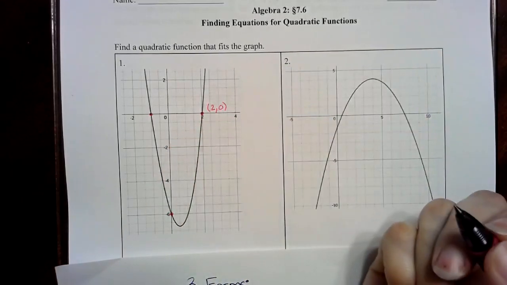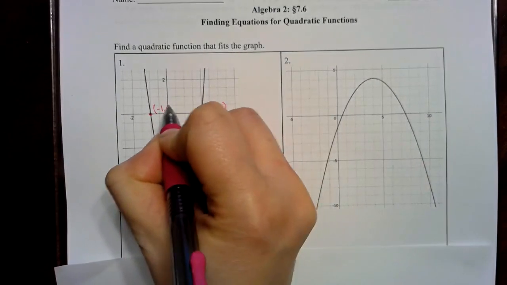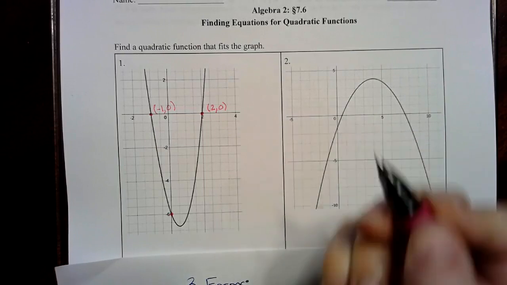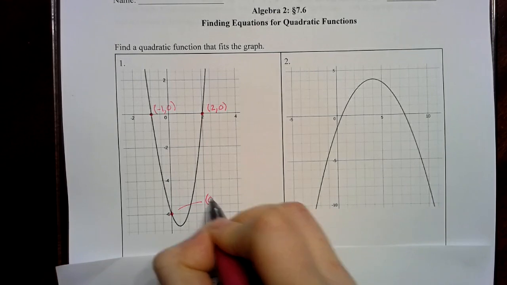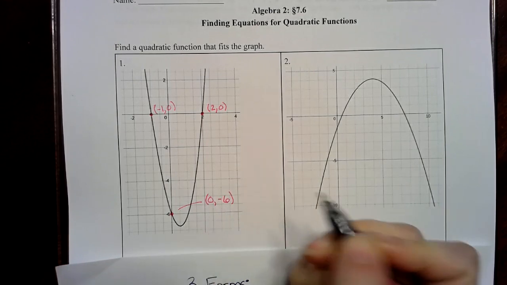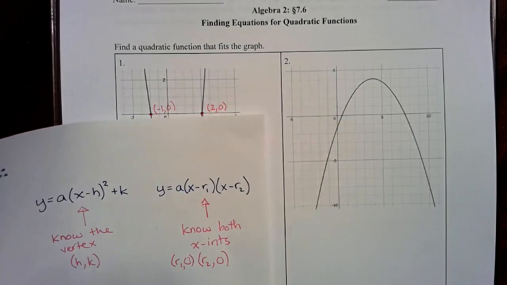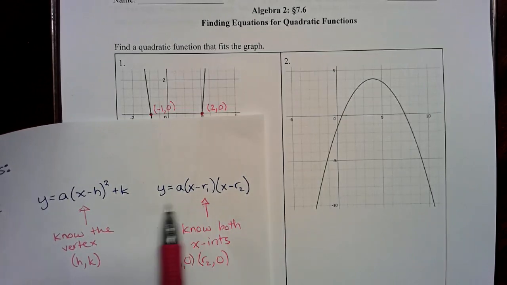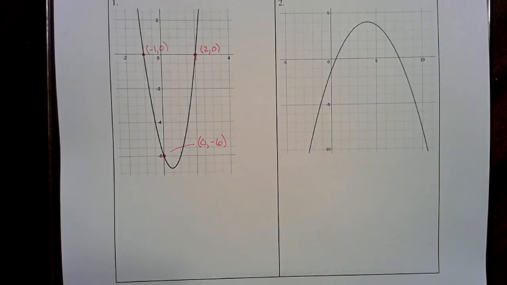So I have a point (2, 0), that's one of my x-intercepts, and a point (-1, 0), that's my other x-intercept. And this is just any old other point, which happens to be the y-intercept, but it doesn't have to be the y-intercept for us to do this. So, since we're using x-intercepts, we're going to use this factored form for our formula. So let's see how that calculates out.